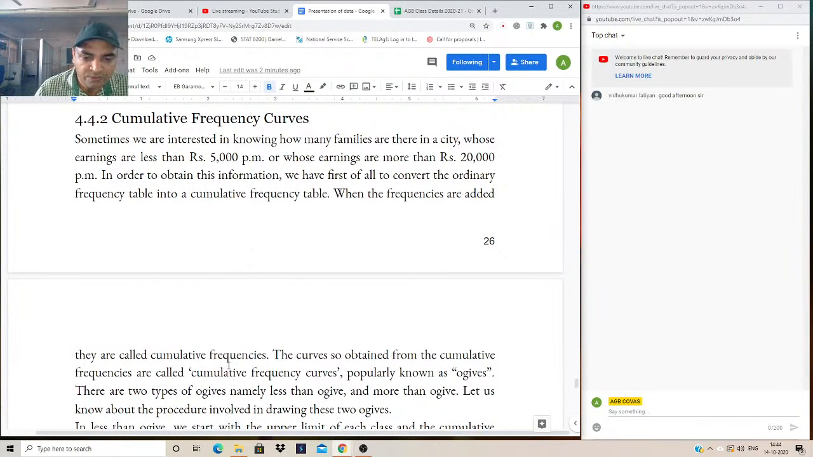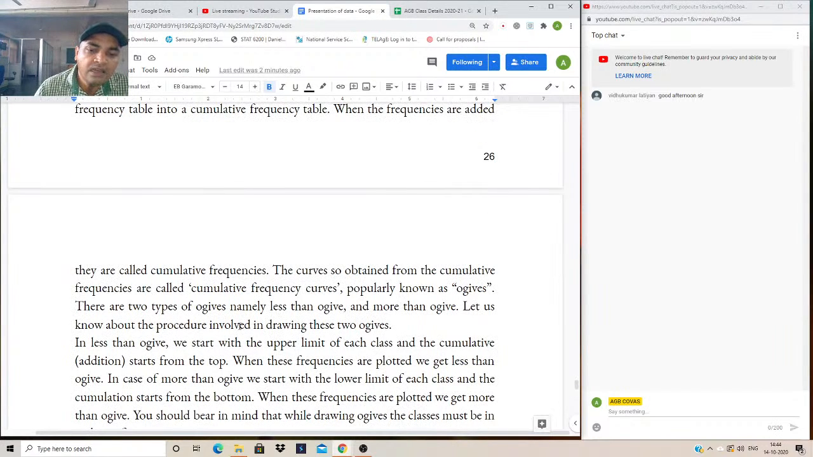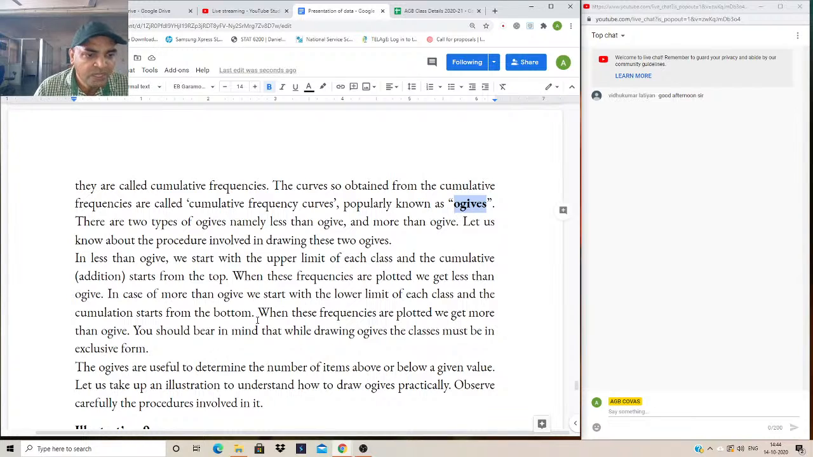So these less than frequencies and the more than frequencies can be depicted on these graphs, and these are known as cumulative. And the graphs made out from the cumulative frequency curves are known as ogives. So these ogives are of two types, less than cumulative frequency ogives and the more than cumulative. In less than ogives, we start from the upper limit. We have already discussed this thing.